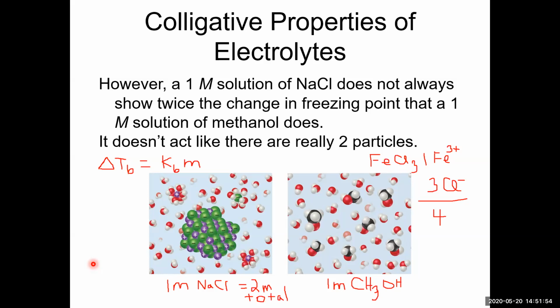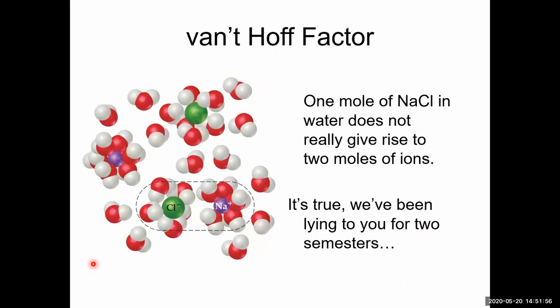Now, I'm going to apologize for this in advance because this is confusing. This is something called the Van Hoff factor. But here's the weird part. 1 mole of sodium chloride in water, and this would go for any salt, not just sodium chloride, does not really give 2 moles of ions. So everything I just said is not 100% true. We've been lying to you for 2 semesters. What do I mean by that?